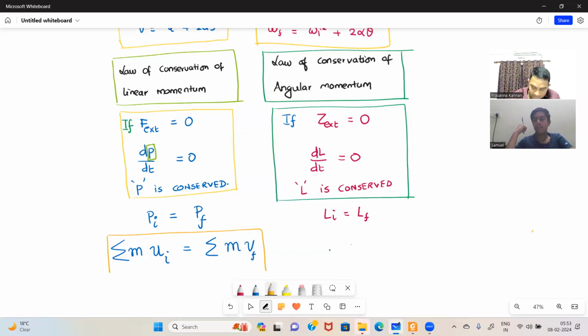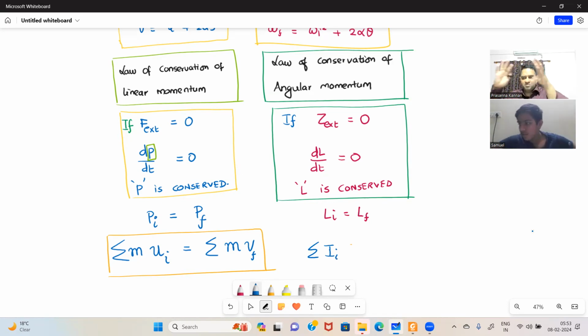L can be either L. What is in place of mass in rotational motion? Moment of inertia. Very good. Into angular velocity. So I omega. Very good. There also you should write sigma, because you may have more number of particles.